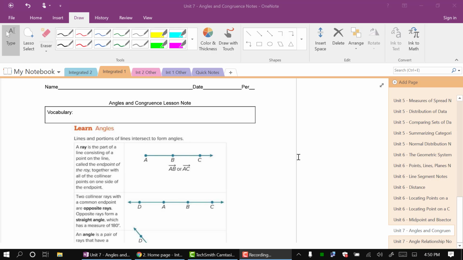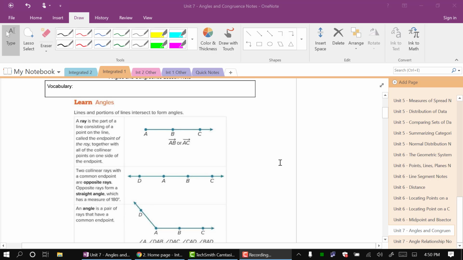Today we're going to be starting geometry and we're going to be looking at angles and congruence. So we have some ideas about angles. A ray is a pair of lines consisting of a point on the line called the endpoint, together with all the collinear points on the same line and the endpoint. So we have A, B, C. So this could be ray AB or ray AC.